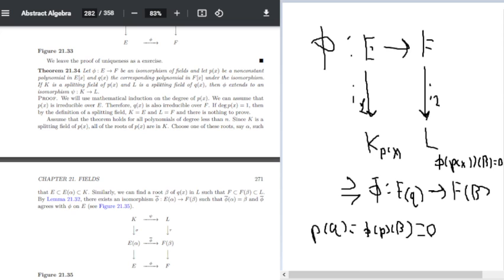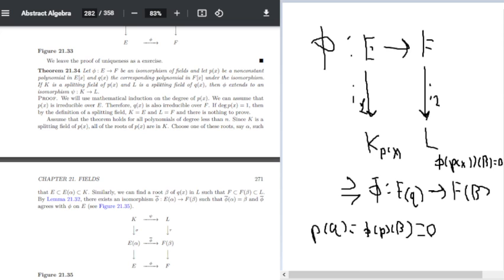So proof. We will use mathematical induction on the degree of P of x. We can assume that P of x is irreducible over E. Therefore, Q of x is also irreducible over F. If the degree of P of x is equal to 1, then by the definition of a splitting field, K is equal to E, and L is equal to F, and there is nothing to prove.